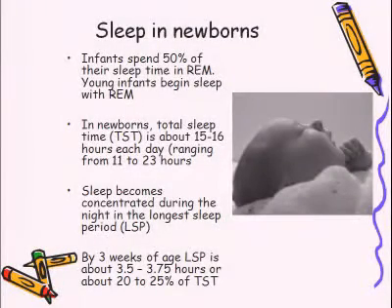So if we're dealing with newborns, they spend about 50% of their time in REM sleep, and that's where they start. And most of them are supposed to be sleeping about 15 to 16 hours a day, but it varies from 11 to 23 hours. Can you believe that, 23 hours?